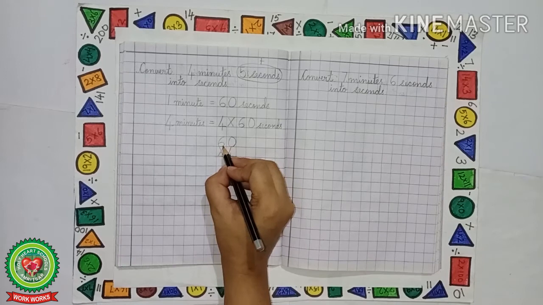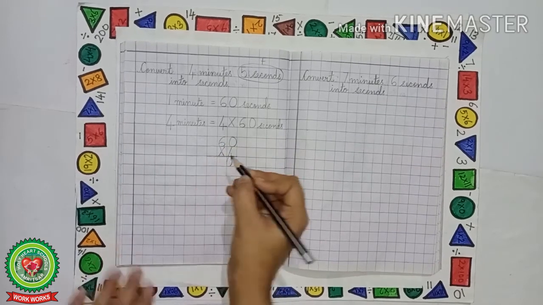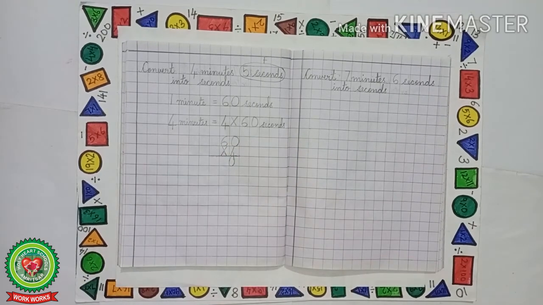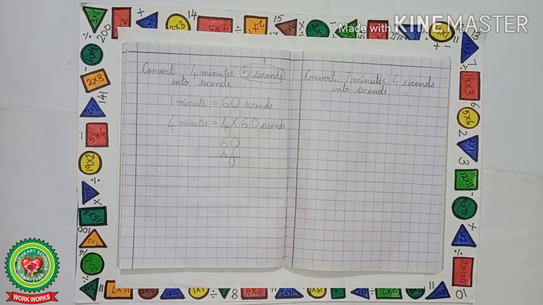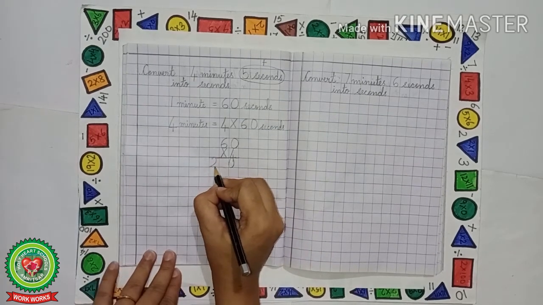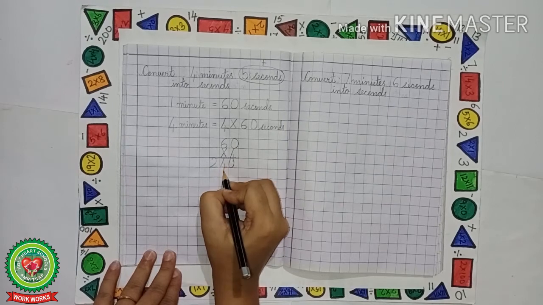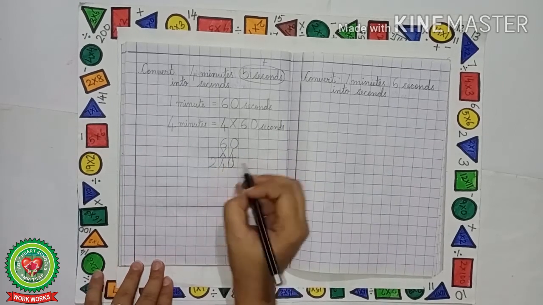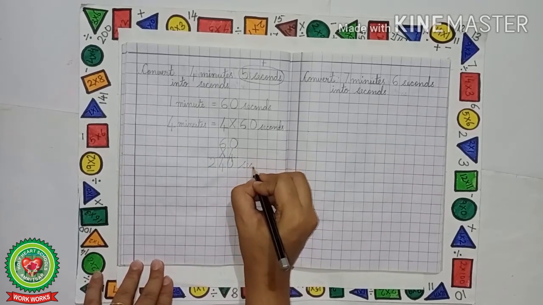Now 4 sixes. Let us pick the table of 4. 4 ones are 4, 4 twos are 8, 4 threes are 12, 4 fours are 16, 4 fives are 20, 4 sixes are 24. So we will write over here 24. So it is 240 seconds.